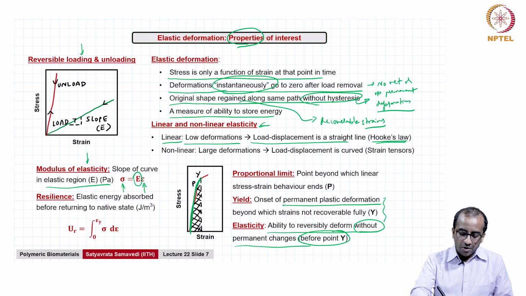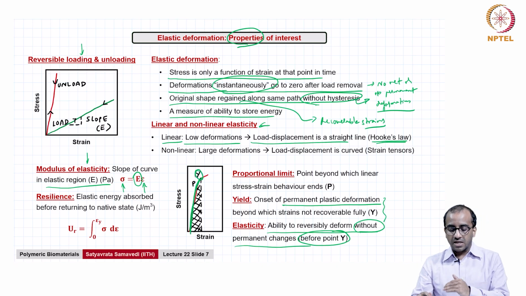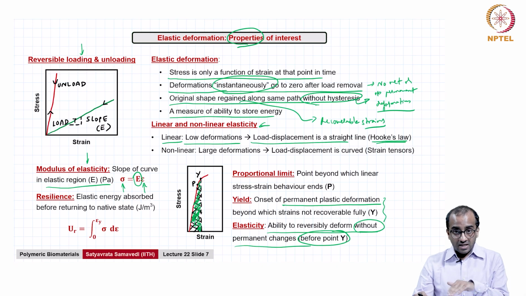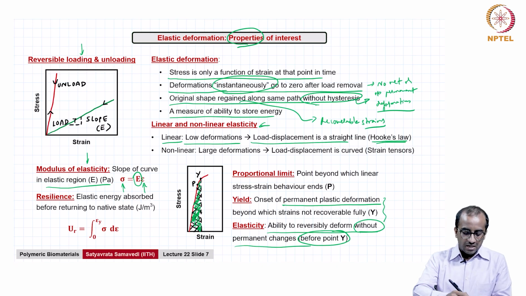If you have gone beyond this point, you have entered the plastic regime. Now, coming back to resilience, it turns out that the area under the curve as shown here represents the elastic energy absorbed before the material can return to its native state, and it is simply the area under the curve from strain 0 to strain represented at this point Y, which is epsilon sub Y.